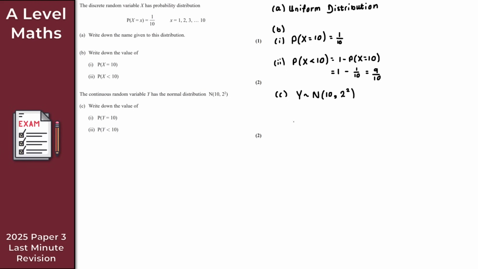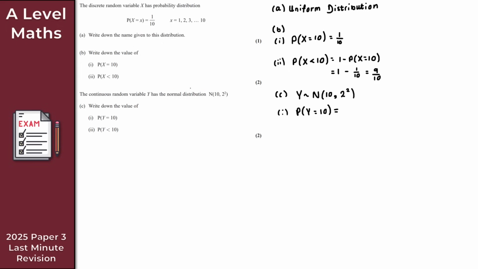For C part 1, just be very, very careful. For the probability that y is equal to 10, a really common mistake is for students to grab the calculator, start inputting this into NPD and getting a probability. But that isn't how we do this. Don't forget the normal distribution is a continuous distribution. We've got a continuous random variable.